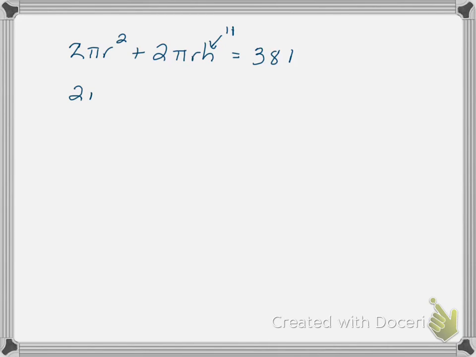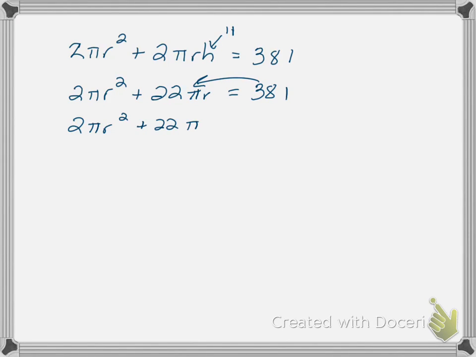So we have 2 pi r squared plus 2, and we can go ahead and make that 22 pi r equals 381. Then we subtract the 381, so we have 2 pi r squared plus 22 pi r minus 381 equals 0. That's a quadratic. I know that because I have r squared there and r there.